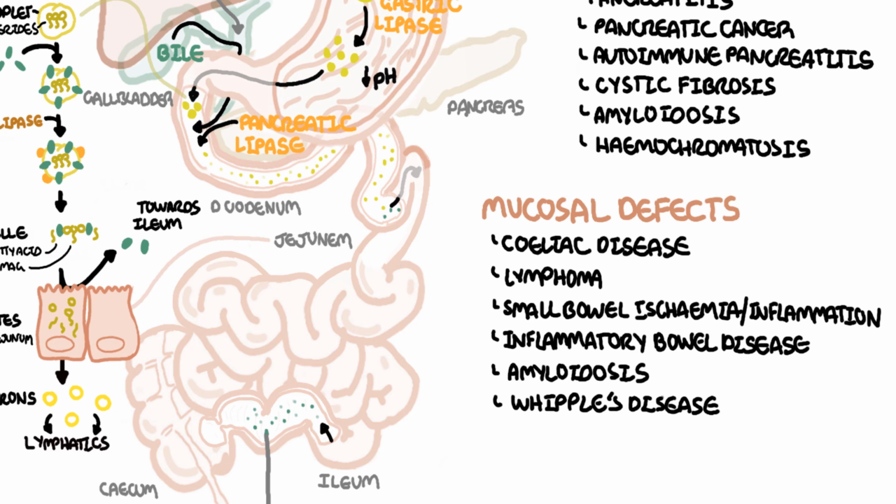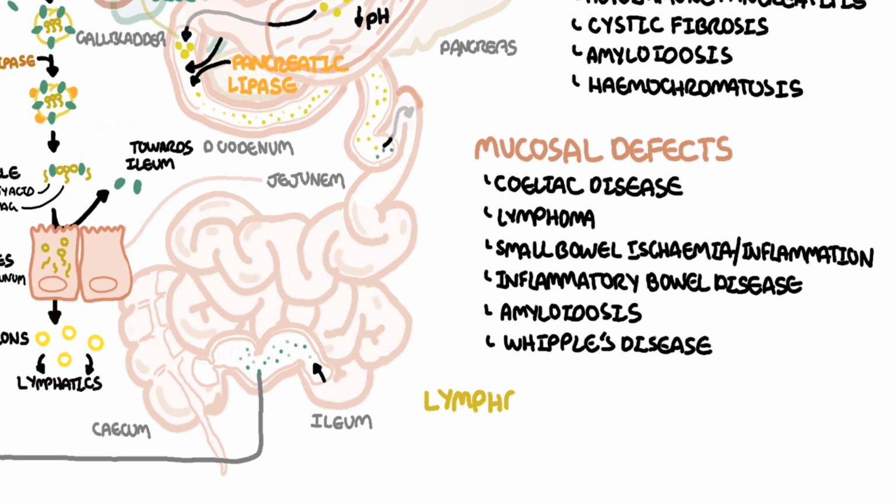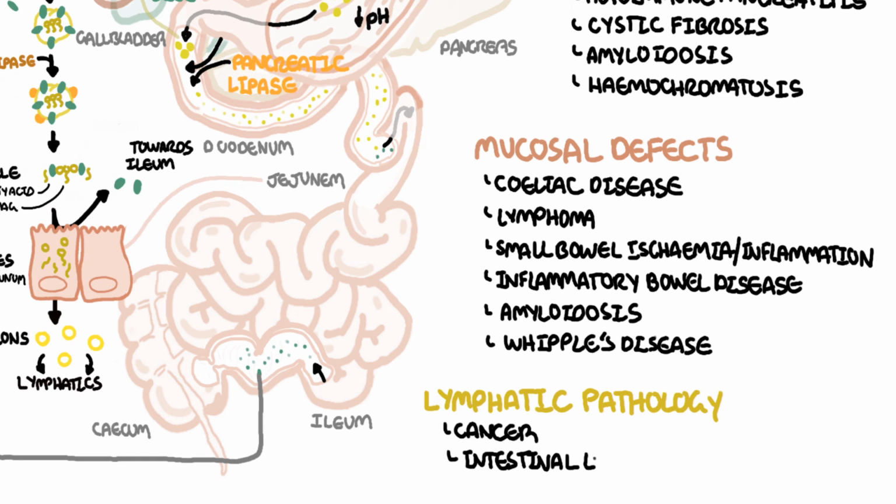Finally, another category that causes fat malabsorption has to do with the final part where transportation of fat occurs, and that's really problems with the lymphatic system. So things such as cancer infiltrating the lymphatics can cause obstruction of the flow of the absorbed fat from the intestine. Intestinal lymphangiectasia basically disrupts the lymphatic movement of the chylomicrons, which are absorbed.